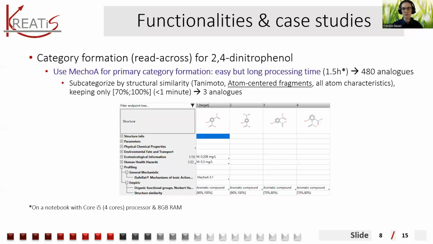Let's take another case study. Now we have one target substance, which is 2,4-dinitrophenol, and we want to build a category of similar structures, e.g. for a read-across purpose. To do this, go in the category definition tab. Here you can apply different strategies. You can use MechoA as first filter. This will take quite some time, but you will obtain in one step a homogeneous category only comprised of substances sharing the same MechoA. If needed, we can refine this category further using the subcategorize function, e.g. with structural similarity. Like this, we were able to restrict the category to 3 analogs in less than 1 minute.